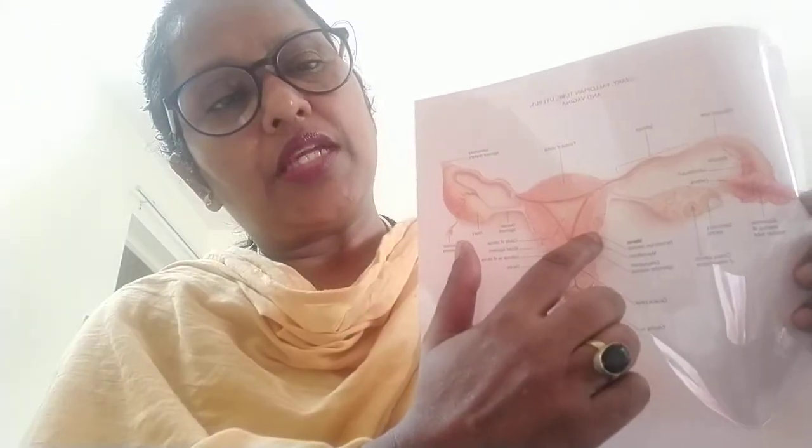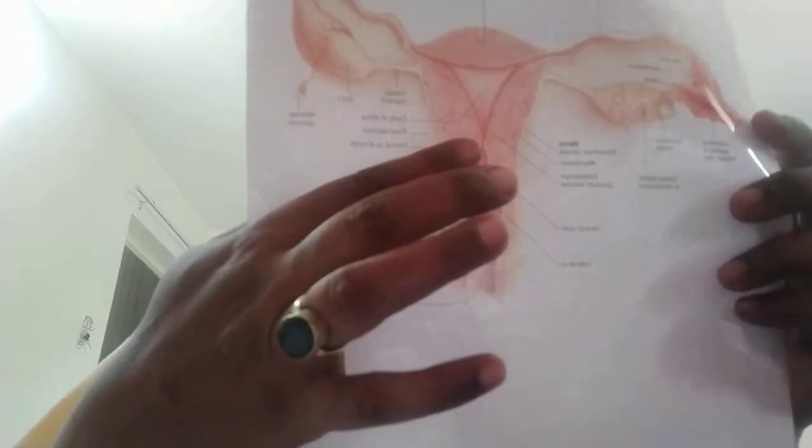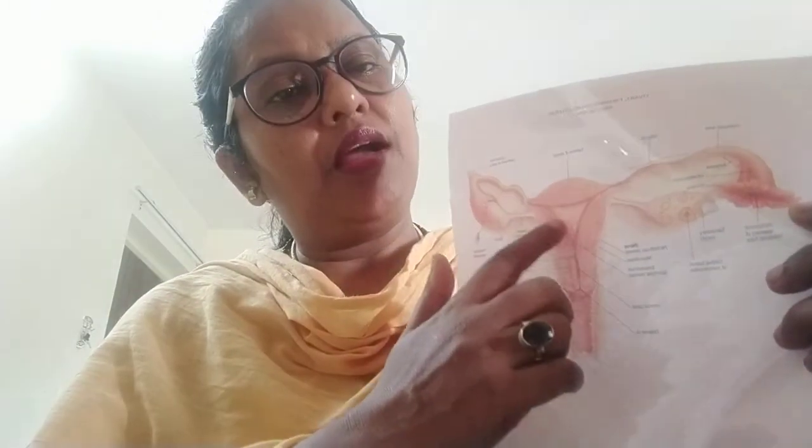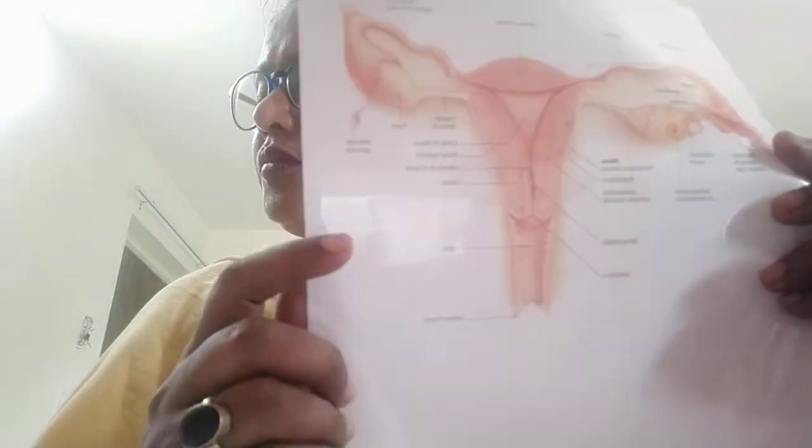As written here, the perimetrium is the outer layer of the uterus, the myometrium is the middle layer, and this is the endometrium, the innermost layer. This endometrium only becomes the decidua during pregnancy. So in pregnancy we will say this is the decidua.